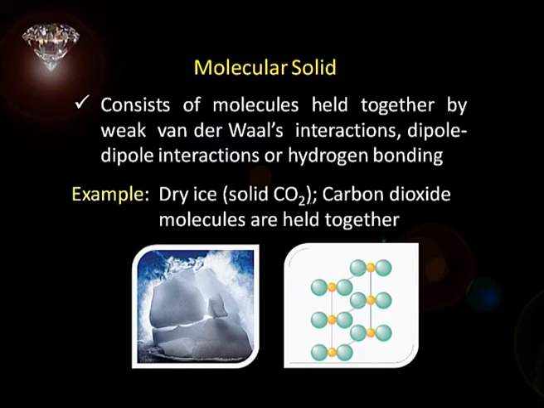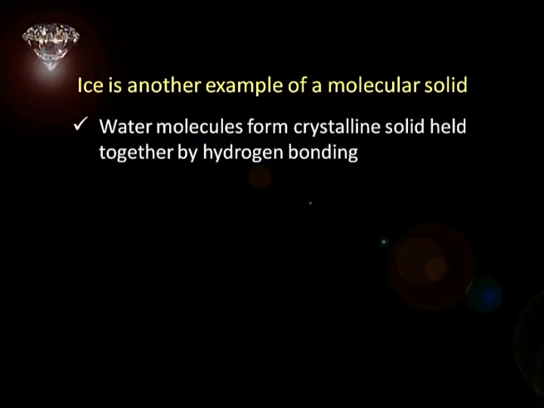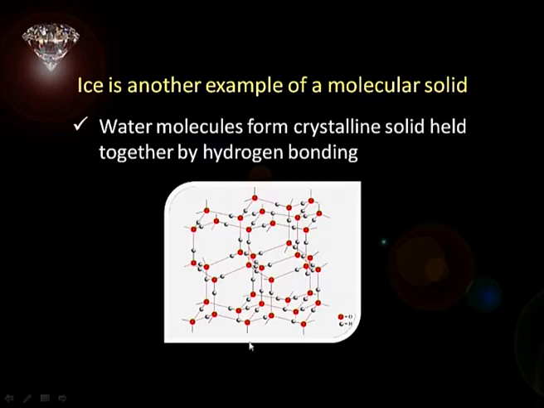Another example is ice. Ice is an example of a molecular solid. In this case, the water molecules form a crystalline solid, and they are held together by hydrogen bonding. What you see here is that this red is the oxygen atom, and these two are hydrogen atoms, and these water molecules are held together by hydrogen bonding. They form nice crystalline materials. That is how ice looks.